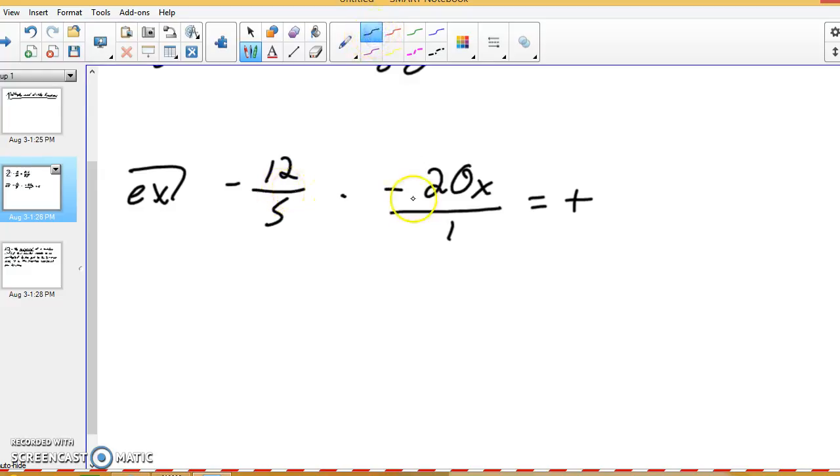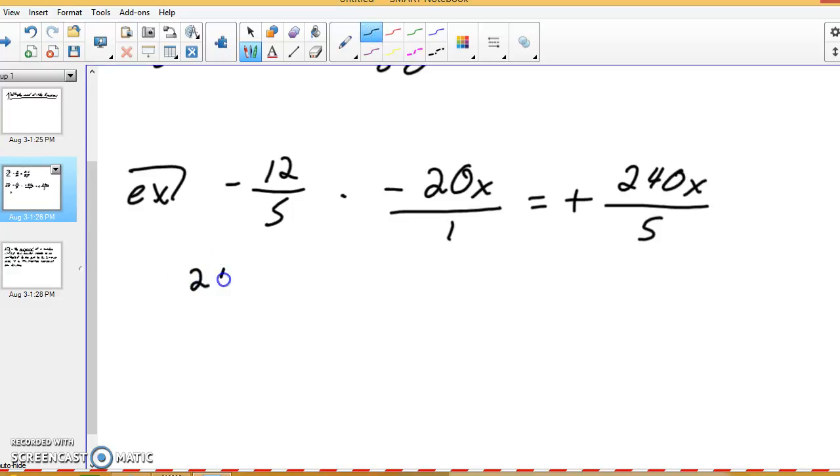So 12 times 20x, that would be 140x. Excuse me. Bad math there. 240x. That's my bad. 240x is what the top will be, and the bottom, again, just multiply straight across. That is 5. And now that we've multiplied the fractions, now we just have a normal fraction, and like normal, we want to find it in simplified form.